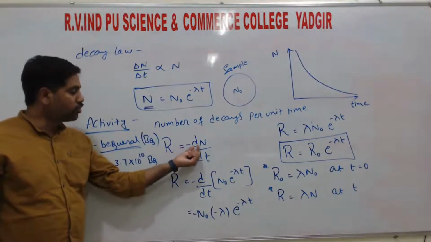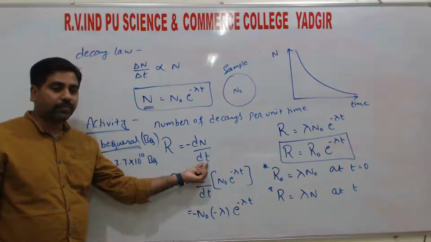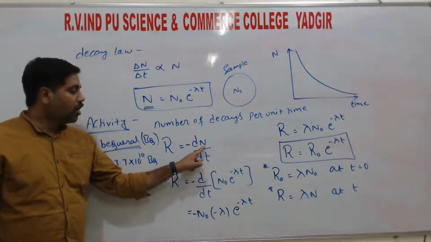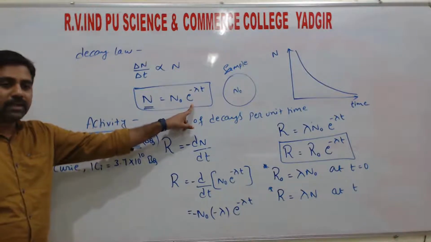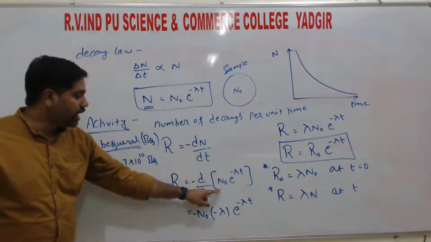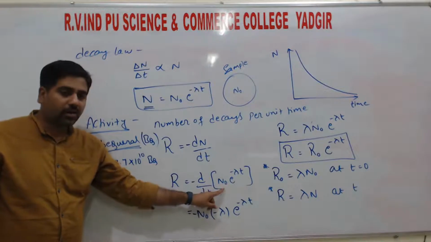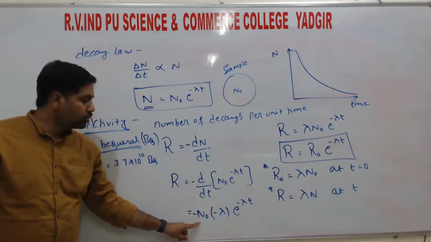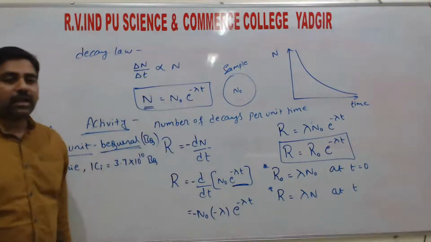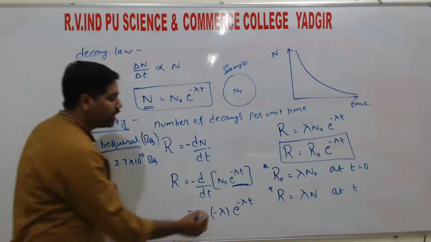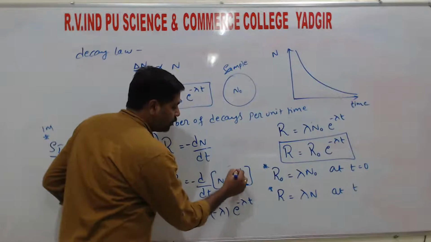So R is equal to minus dN by dt, right? As we already know the value of N, that is N is equal to n naught e to the power of minus lambda t. Now substitute here and differentiate. Here n naught is constant, so keep it outside, and only differentiate e to the power of minus lambda t, right? Here lambda is also constant, right?